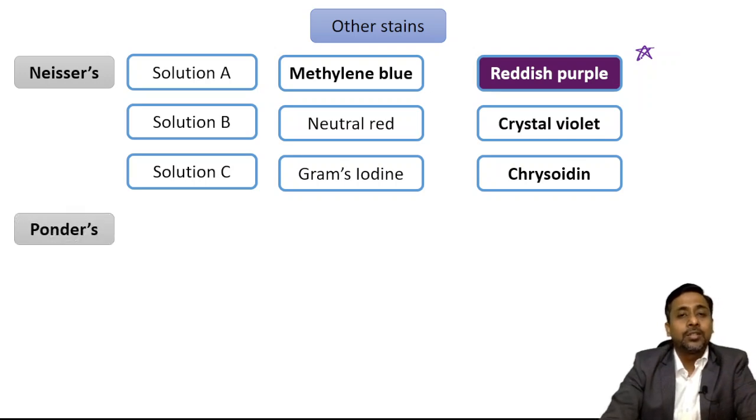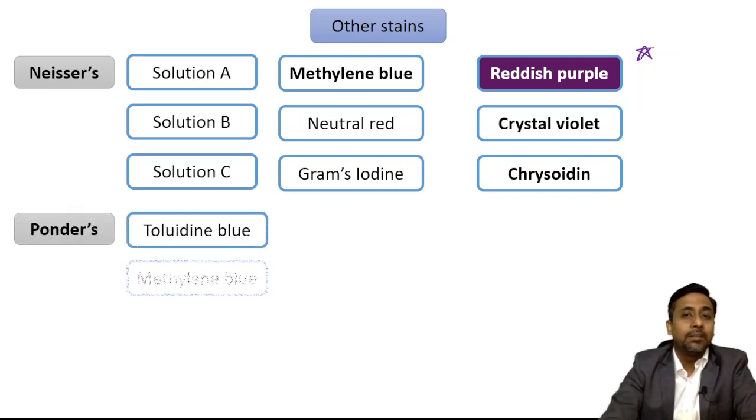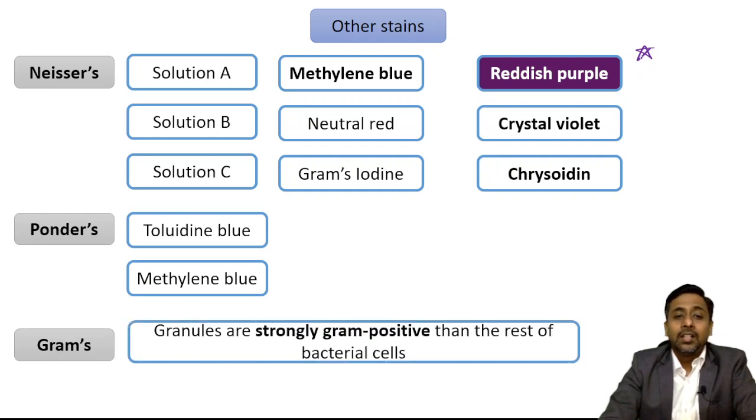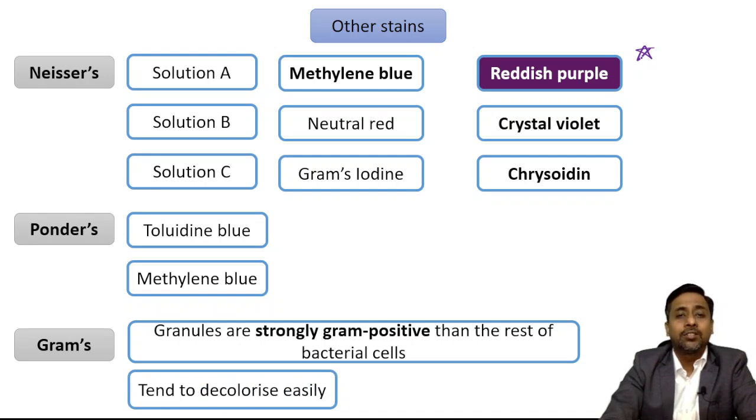Ponder's stain, as I told you, is composed of toluidine blue and methylene blue. It can also be Gram stained. In Gram stain, the granules will take up a strongly positive Gram stain compared to the bacteria, but this Gram stain tends to decolorize easily. So that's why we don't prefer Gram stain for staining Corynebacterium diphtheriae. For identification, we use Albert stain, or we can also use Neisser stain, but not the Gram stain.